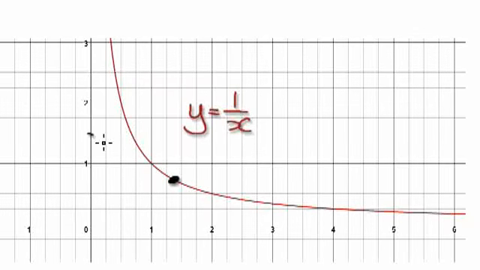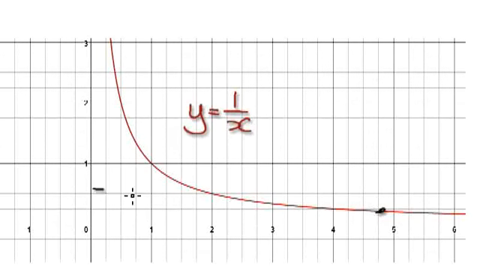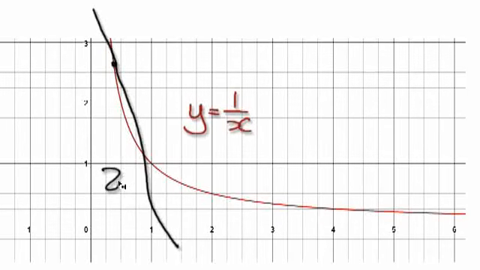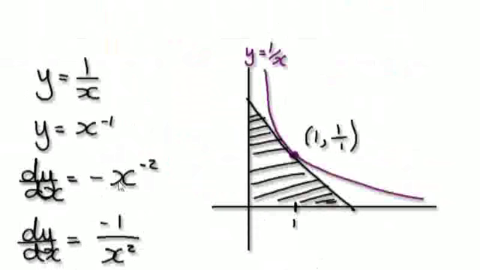Even if you're here, the area underneath here is still 2. Even if you're at 2 point whatever over here, the area is still 2. Even if you're over here, the area is still 2. Even if you're right here, then the area is still 2. In the next video, I will show you why it's always 2.